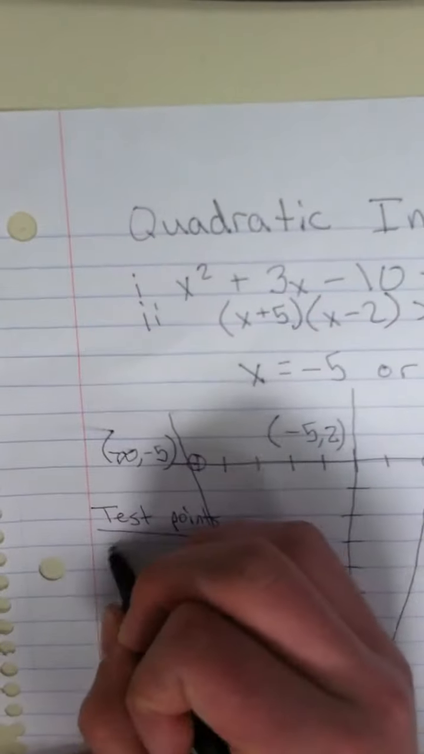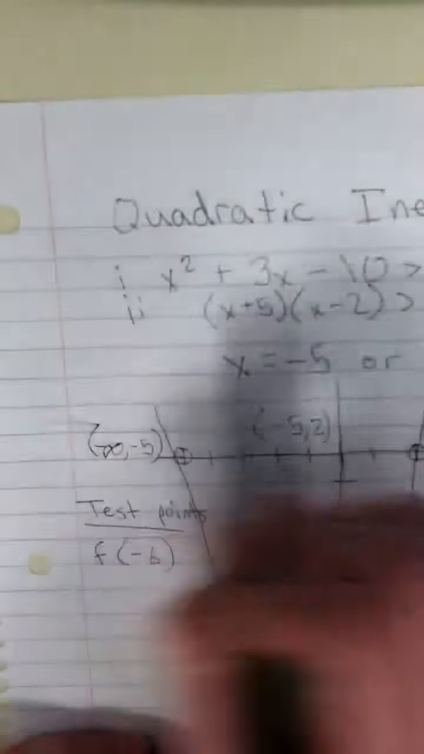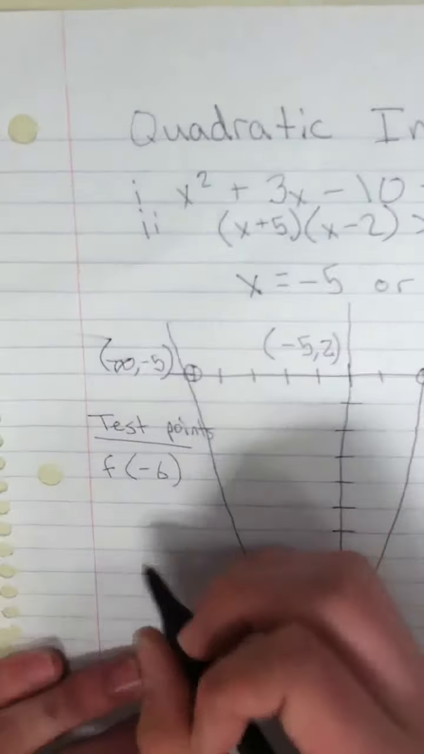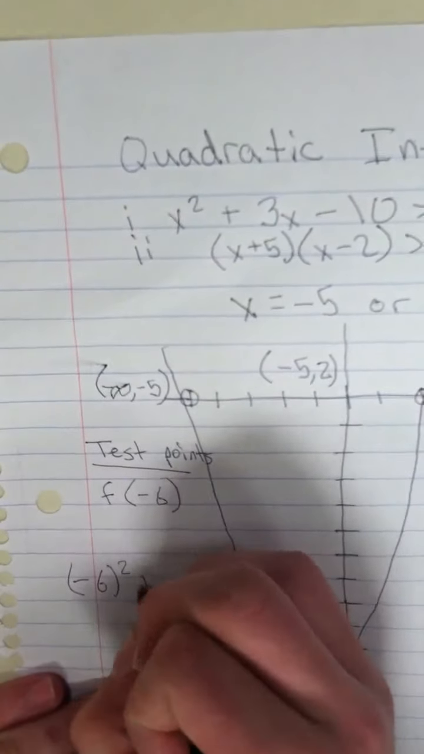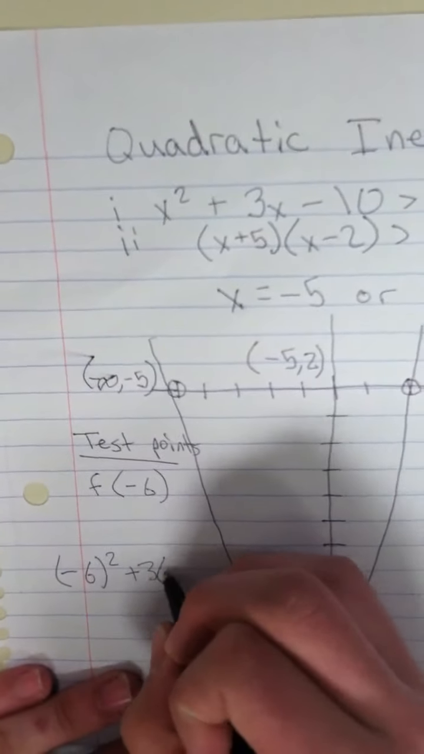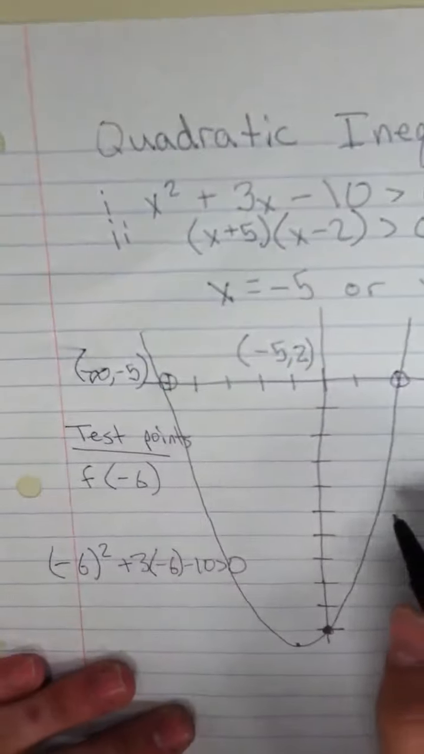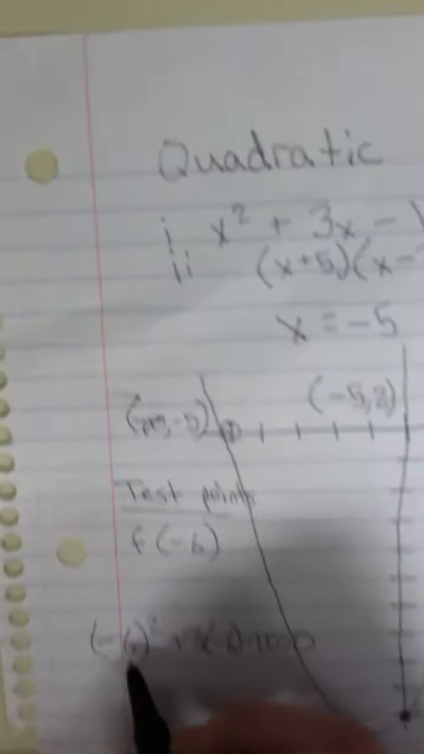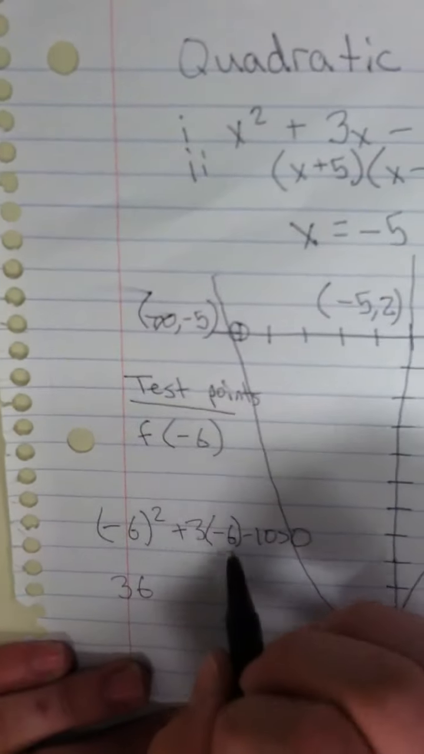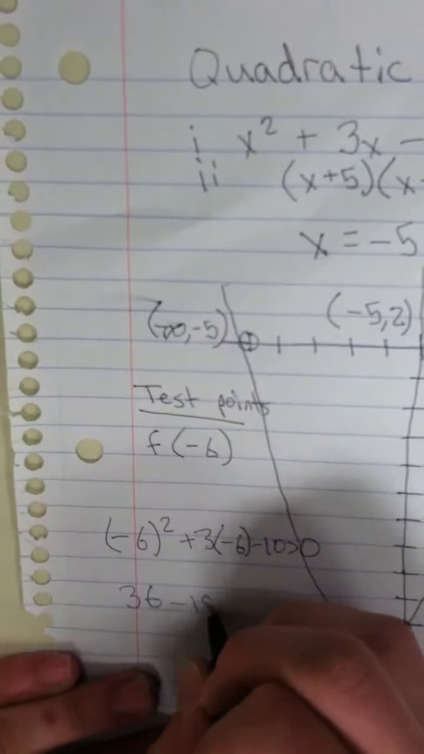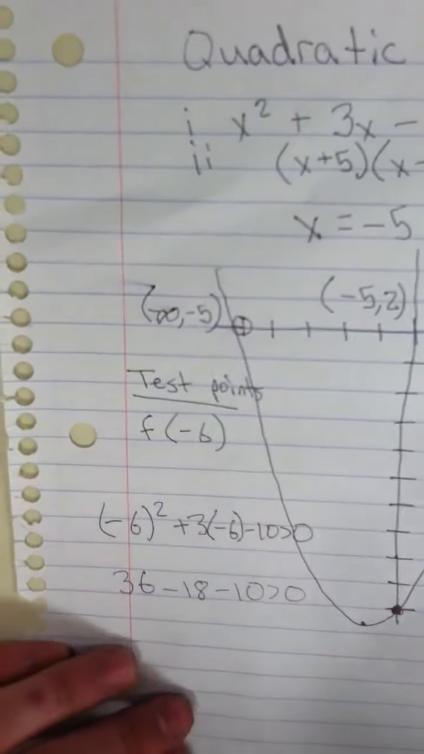So now I have f of negative 6. Now I'm going to plug this into the formula to see if it works. So I have the quantity negative 6 squared plus 3 times negative 6 minus 10 is greater than 0. Now I know that negative 6 squared is positive 36, so let's write that. 3 times negative 6 is negative 18, and I'm going to bring down the negative 10. This is all greater than 0.